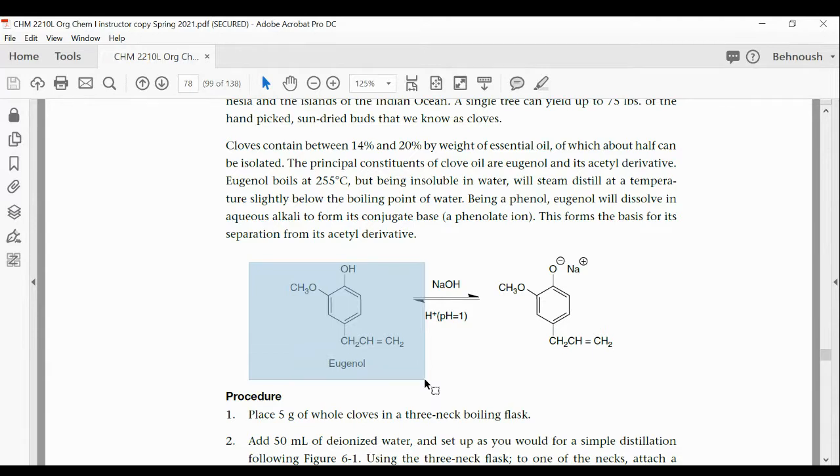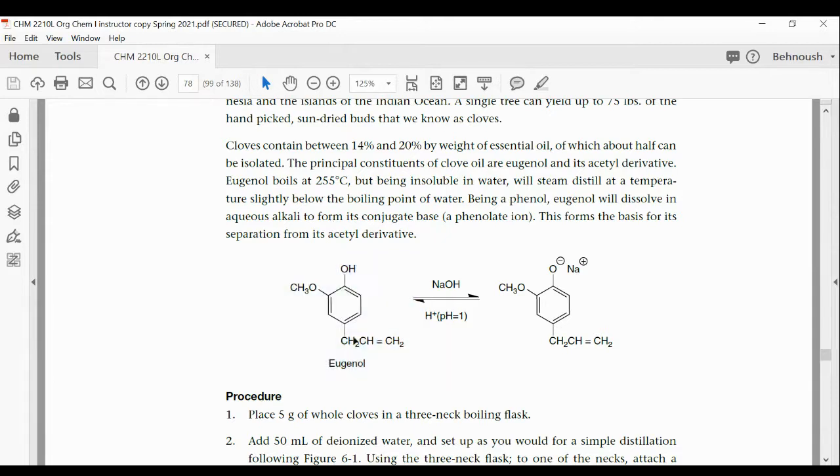So what you recover today, let's say you get 0.5 grams, you divide that by the original sample, which is 5 grams, times 100. That is your actual percent recovery. The theoretical is anywhere between 14 and 20, but you could take 14 as the theoretical amount if you were going to calculate percent. But this is a percent recovery, it's not percent yield, because there's no chemical reaction.